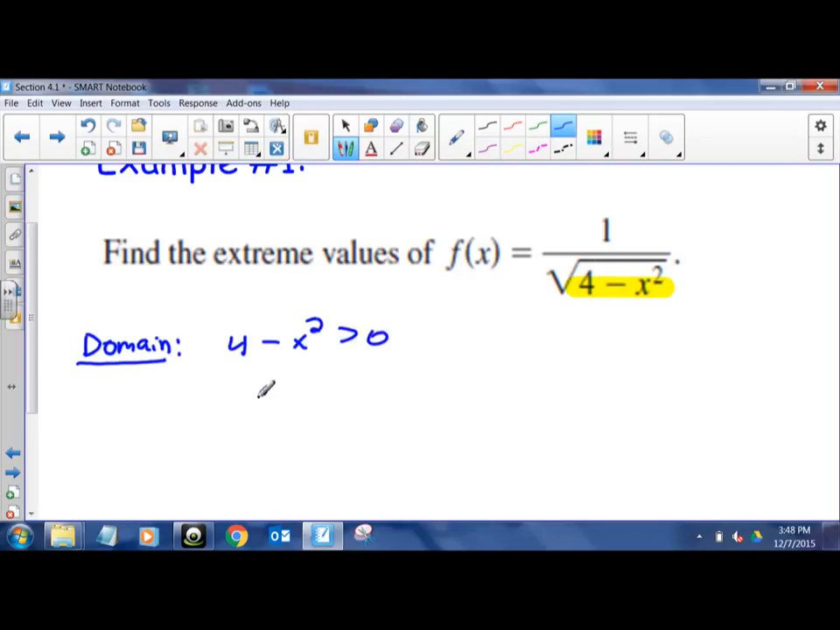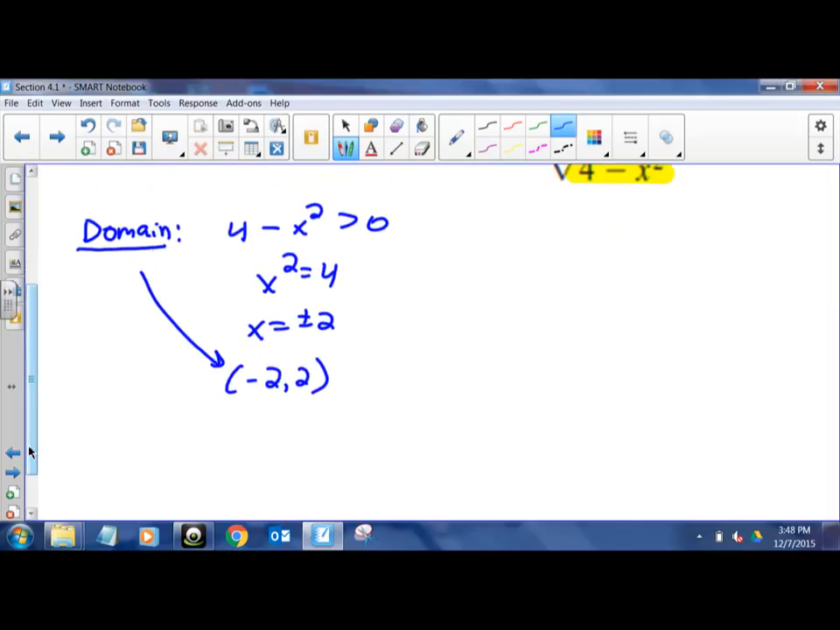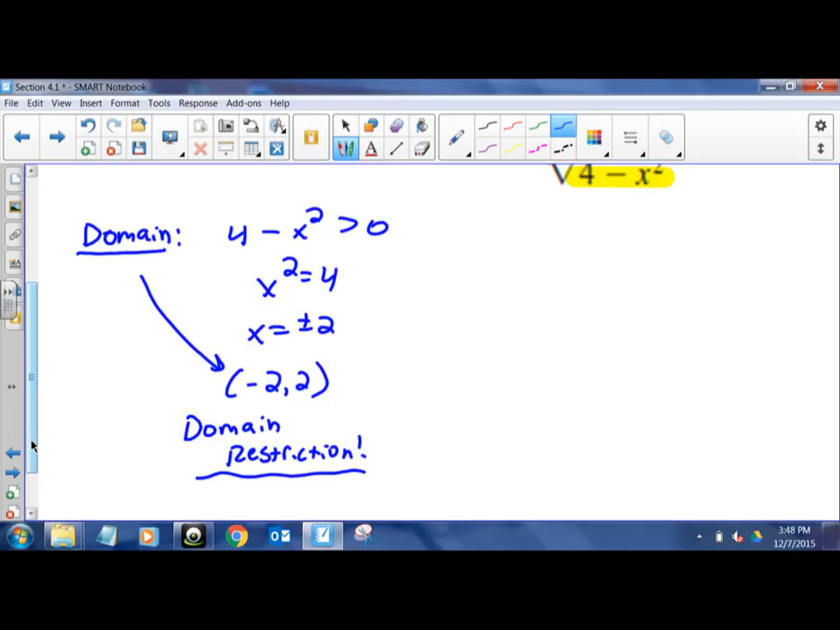So this is pretty easy to solve. X squared is equal to 4. So x is equal to plus or minus 2. And that gives us a domain of negative 2 to 2. Okay? So that's our domain. So it's an understood domain. We have to make sure we use this in the process of solving this problem. So we have a domain restriction. Okay? So that's always the first step. If you have a function with a wacky domain, you have to figure that out, and you have to make sure you take that into account.